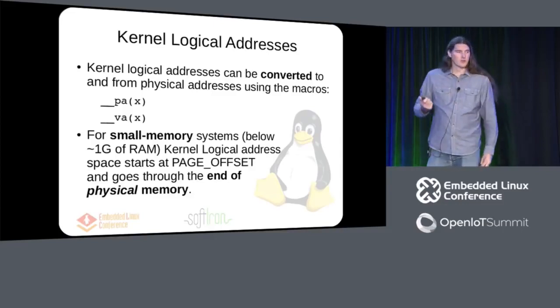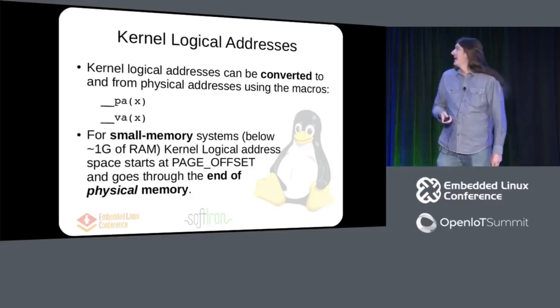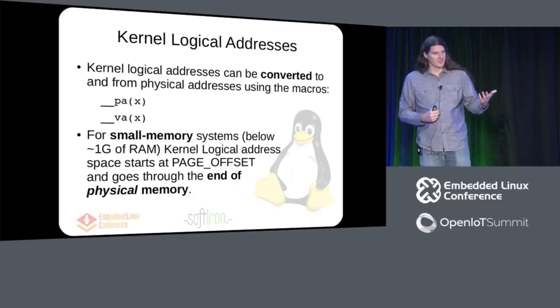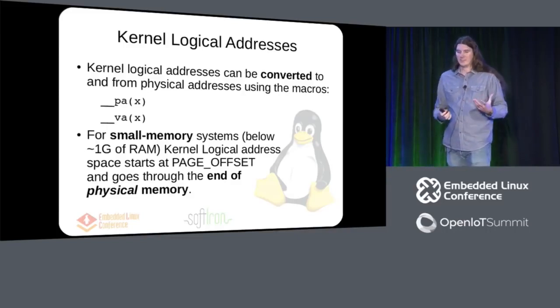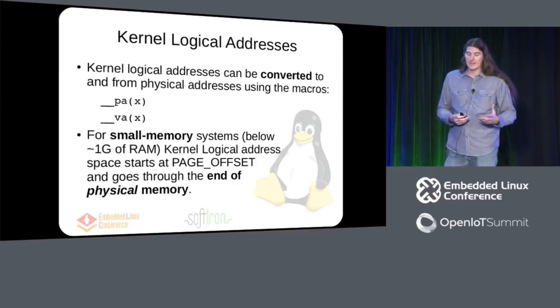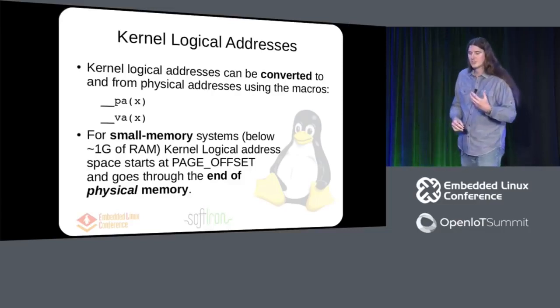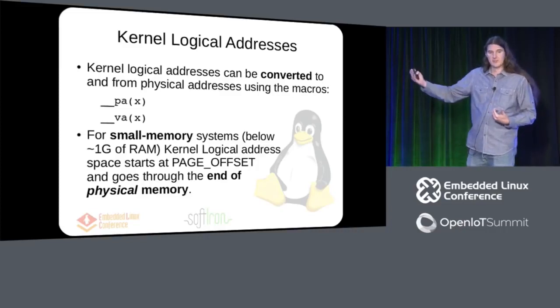And we can do that in kernel code using these macros. These macros are PA and VA, and essentially all they do is shift the address up or down. PA, of course, physical address, VA, virtual address. So for small memory systems, and in this case I'm going to say it's a system below roughly 1 gigabyte of RAM, the kernel logical addresses start at the page offset, and they go through the end of physical memory.